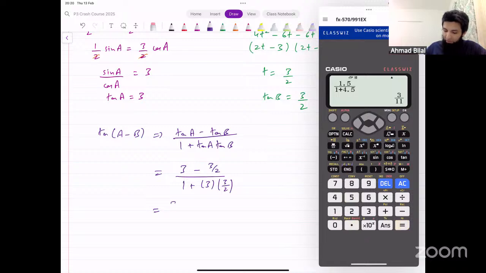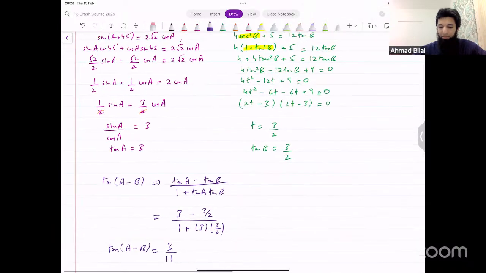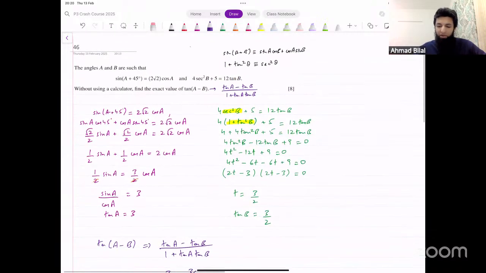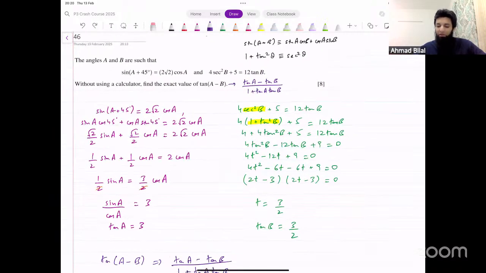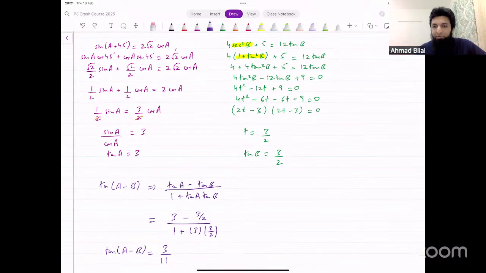3 over 11, that's the value that we're getting for tan of A minus B. And that's what we were looking for. Is that all right? Not that difficult for 8 marks. That's a lot of marks in paper 3. Did not really require anything very complicated. This should not take that much time.